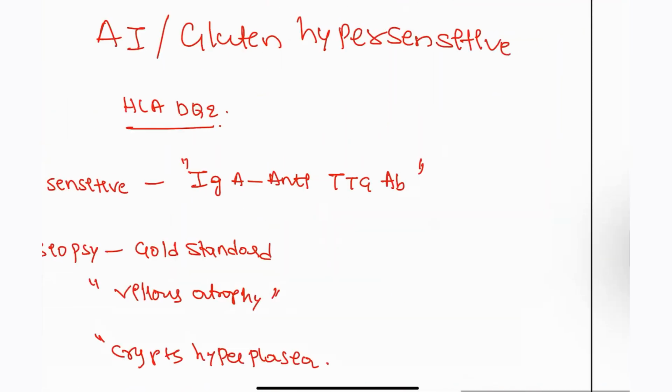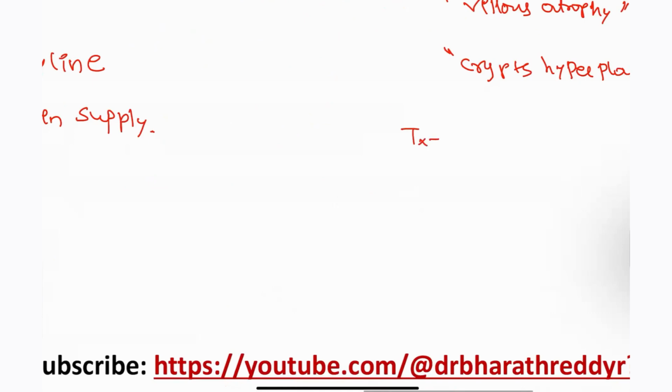What is the treatment? Gluten hypersensitivity, right? Please avoid the gluten. So what are the gluten? Barley should be avoided, rye and wheat. Oats are less associated. These three should be avoided for this patient, right?